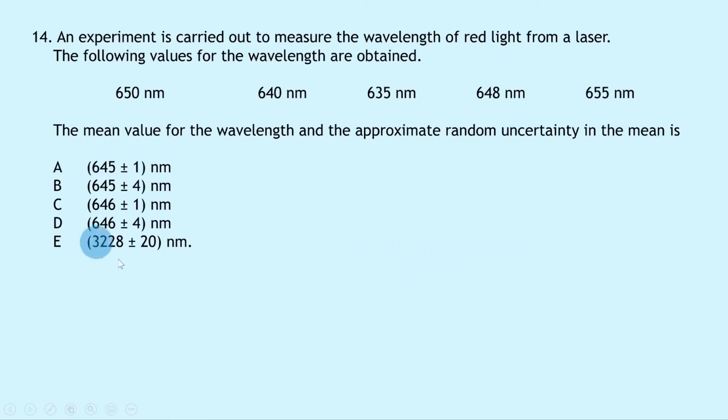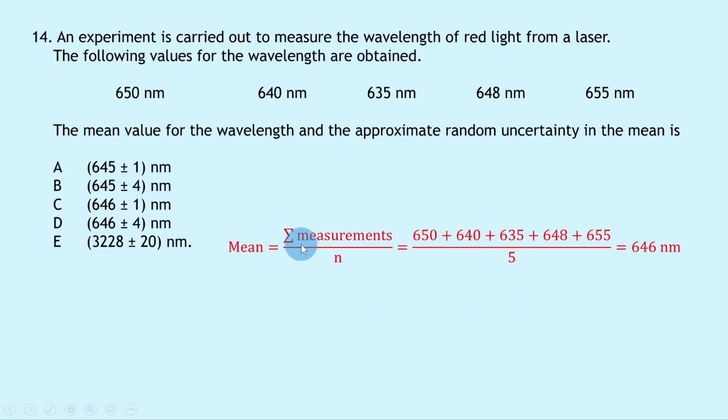Well, you'll notice we're given all of our answers in terms of nanometers, and we're going to start by finding the mean value for the wavelengths. So remember, to find the mean of a set of results, we simply take the sum of the measurements and divide by how many measurements there are in total. So what we do is we add up our 5 wavelengths and we divide by 5 because there's 5 sets of results. So if you put that into your calculator, you should get an answer of 645.6, which we can round up to 646 nanometers.